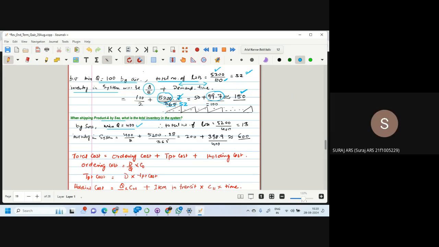You use the same formula. Inventory in the system will be Q by 2. Now the number of days become 28, as it is shipped. So you get 600. So this is for the inventory in the system. Remember, inventory in the system is Q by 2 plus demand into time.